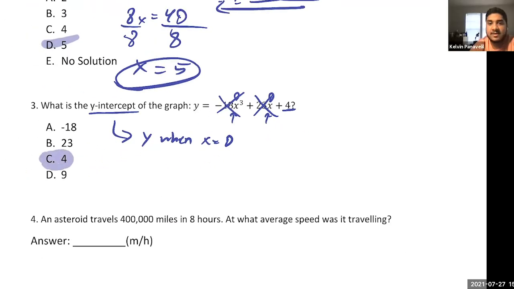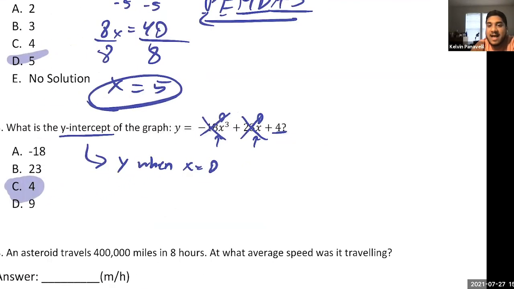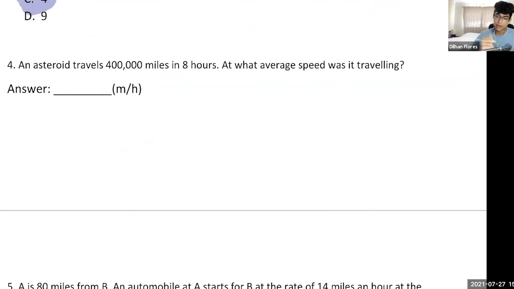And just remember, this is a quadratic written in standard form, which is ax squared. Oh, this is actually cubic, but either way, that last number is always going to be the y-intercept. If the polynomial has powers, the last number is going to be the y-intercept. Okay. Awesome. All right, now onto this one.